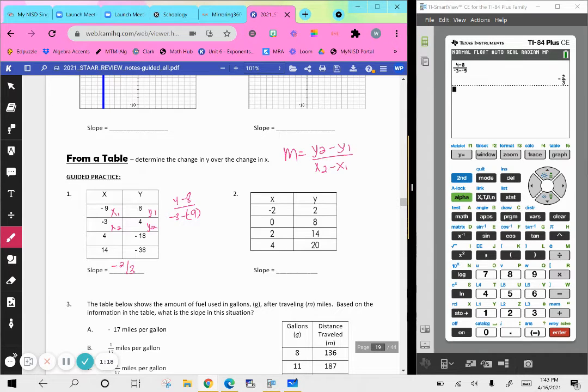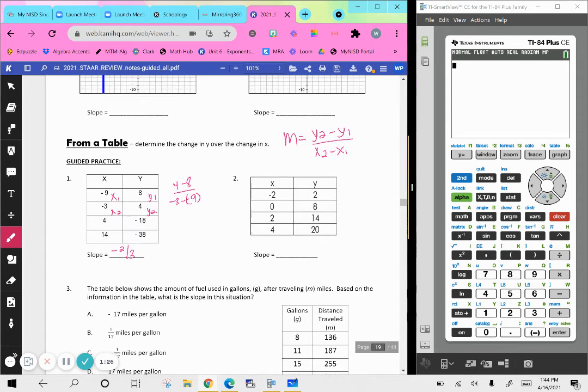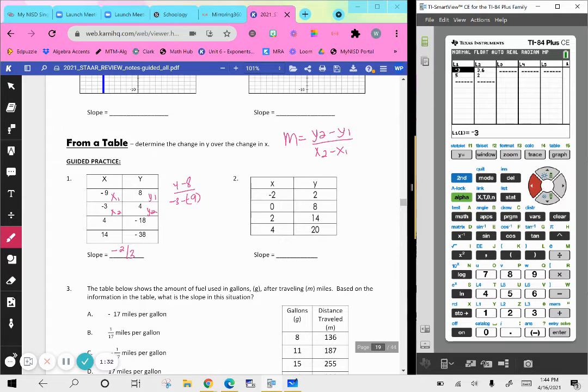Now, what I want to show you is that you can also do it in the calculator a little differently. So we can come over to table 2, and I can hit stat, edit, and I'm going to insert my table into L1 and L2. L1 is going to be my X, and L2 is going to be my Y. So you're going to hit stat, edit, okay, and we're going to put these numbers in there. So negative 2, enter, 0, 2, and 4, okay. So my whole table is in there.